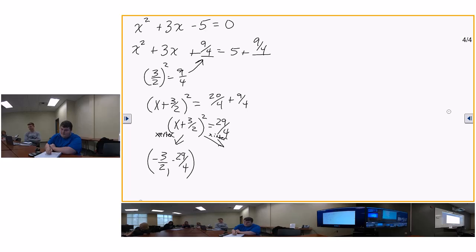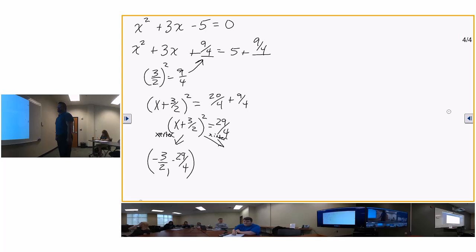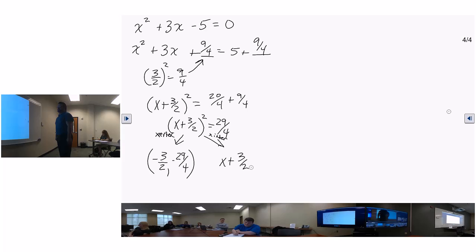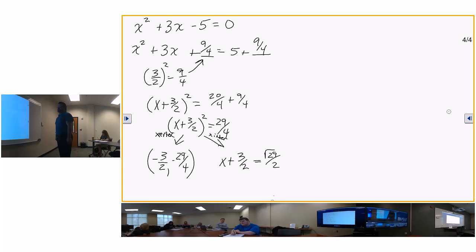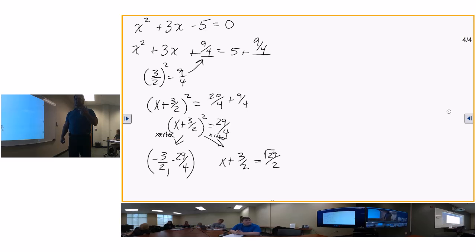Okay, that's our vertex. Now let's solve. Oh gosh, we can't solve this. Why? It's got fractions in it. Yeah, I know. X plus 3/2 is equal to the square root of 29 over 2. Let's see, 29, square root of 25 is 5. 36, 25 and 6 is 9. Half of 9 is 4. 25, 30, that'd be 5.5. I'm going to say it's 5.4. Somebody tell me what the square root of 29 is.